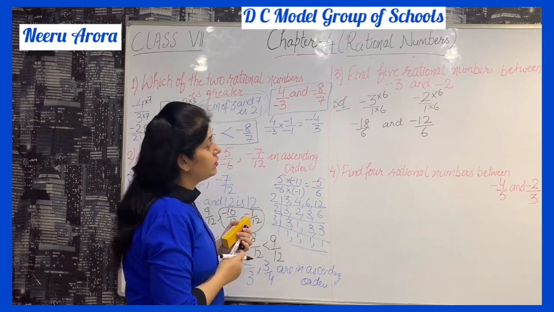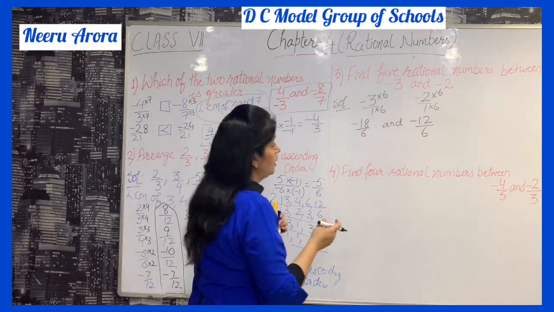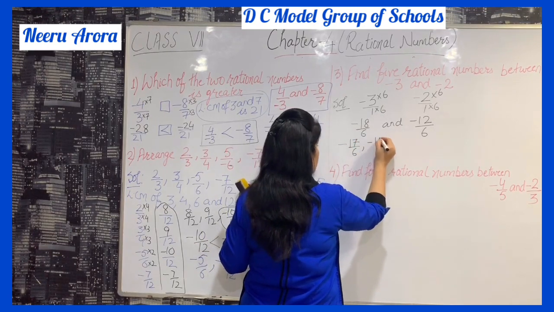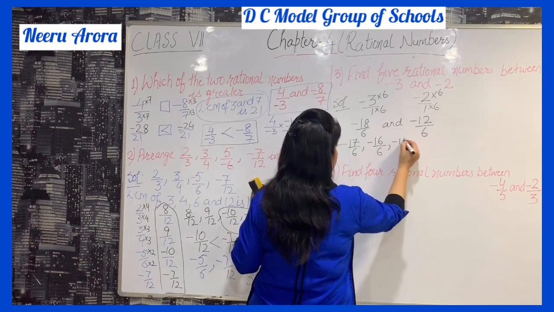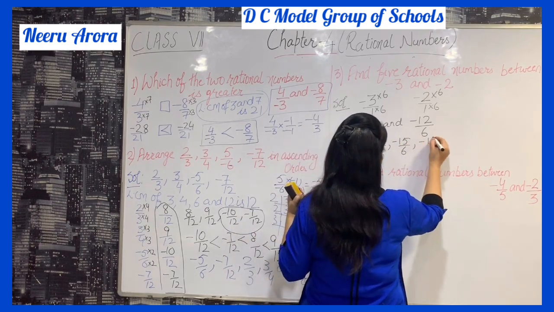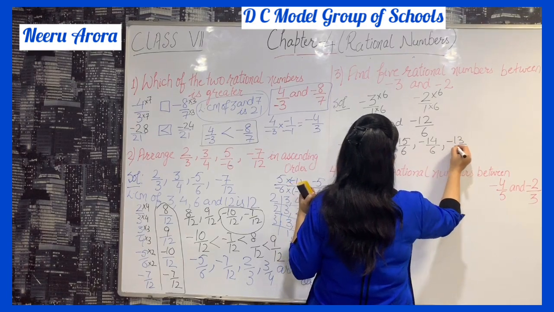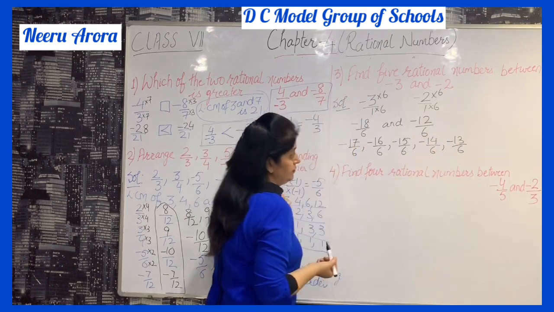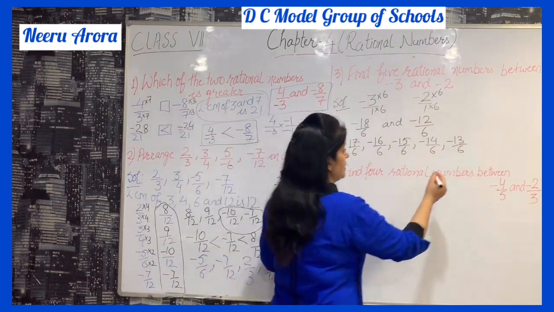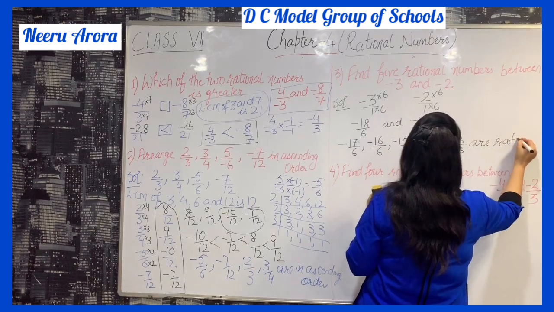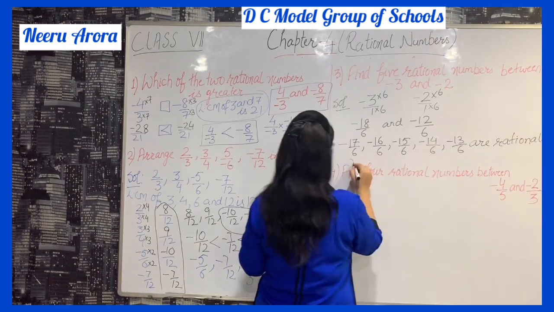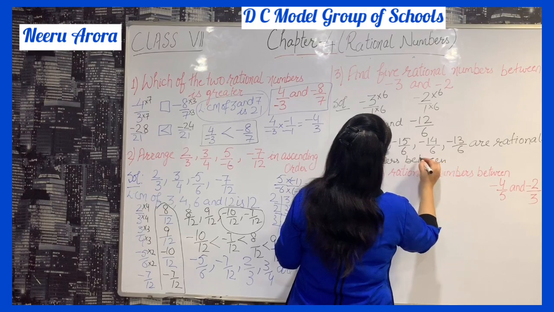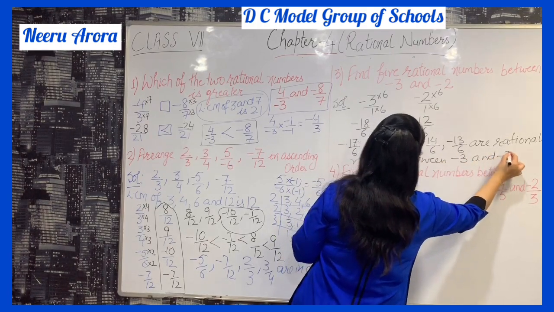So we want to find 5 rational numbers between these two. So what are those rational numbers? Minus 17 by 6, minus 16 by 6, minus 15 by 6, minus 14 by 6, minus 13 by 6. So count, these are 5 rational numbers: 1, 2, 3, 4, 5. Our 5 rational numbers are rational numbers between minus 3 and minus 2.